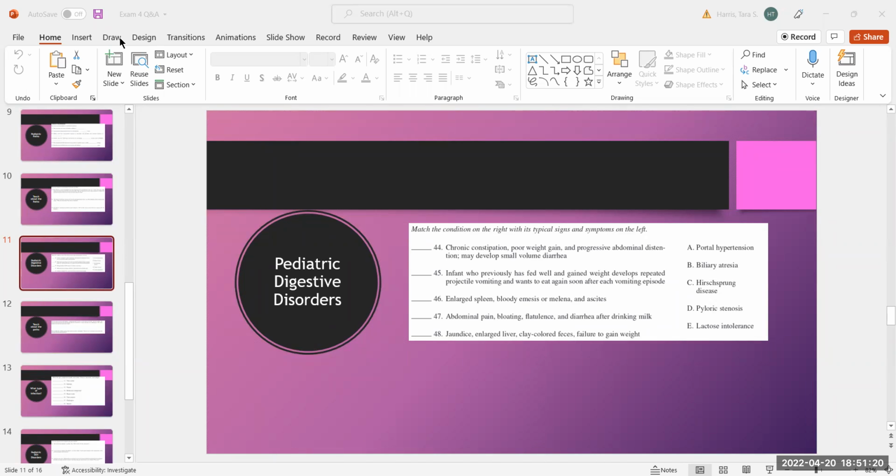Now, you have a pediatric patient with abdominal pain, bloating, gassy, and diarrhea after drinking milk. Which one would that be? Lactose intolerance. Yeah, that's really lactose intolerant. And lastly, you have a patient that's jaundiced, with an enlarged liver, clay-colored stools, and failure to gain weight. So what condition would that patient have? Biliary atresia. Right.